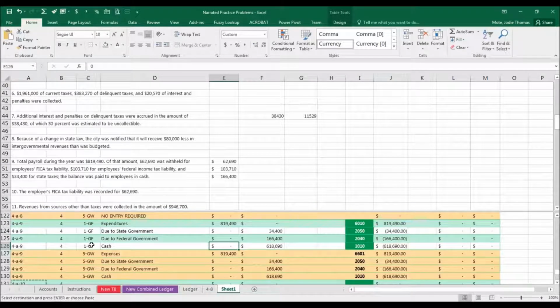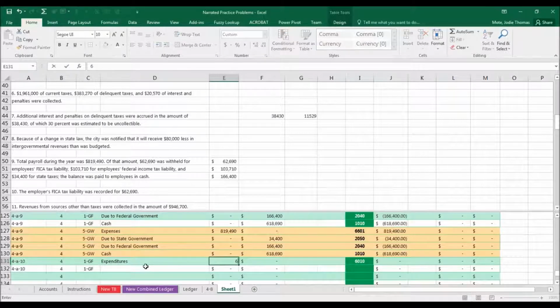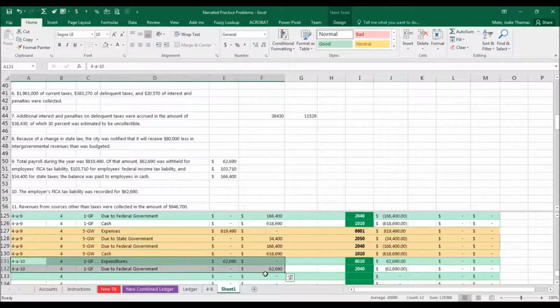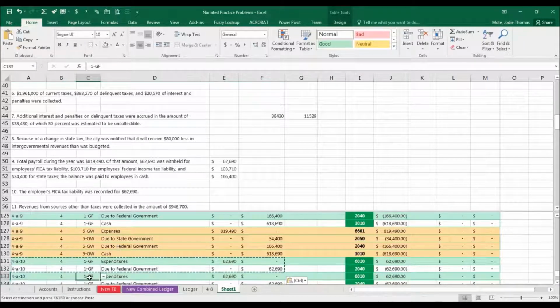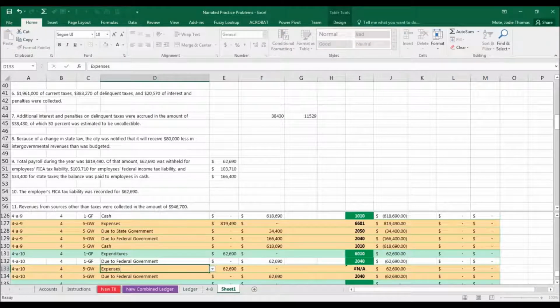So we're going to go with expenditures again. First, let's get our line items down here. You're going to go expenditures for 62,690, and same thing, this is going to be due to federal government. And on the government-wide side, everything again is going to be the same, except you're going to be choosing a category besides a specific area of the government the expense will apply to. But for now we're just going to do expenses.